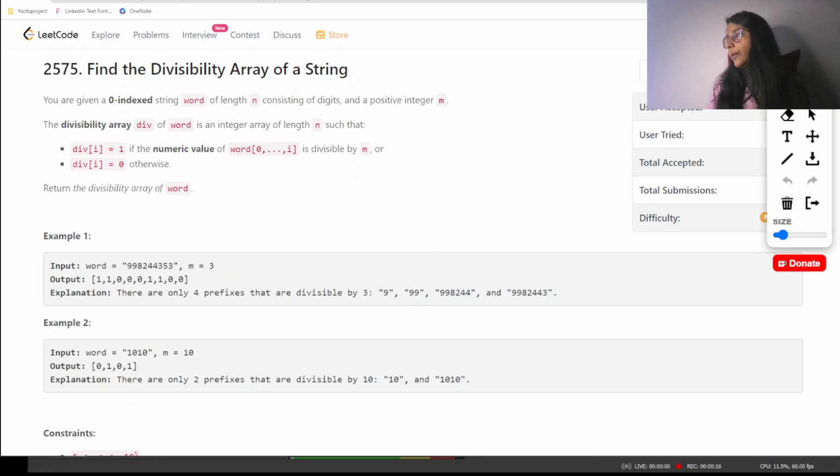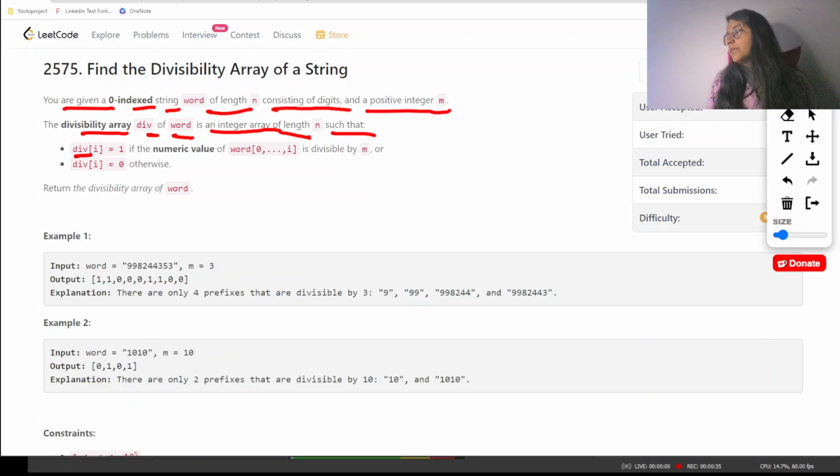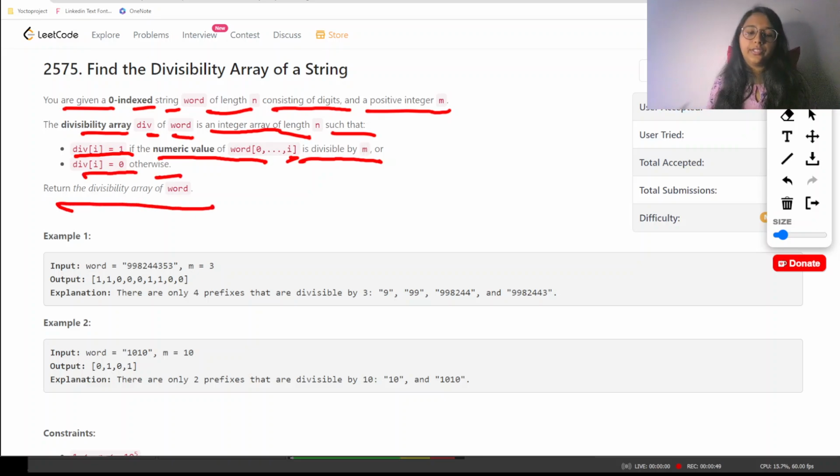So here's the question. You are given a zero-indexed string word of length n consisting of digits and a positive integer m. The divisibility array div of word is an integer array of length n such that div[i] equals 1 if the numeric value of word[0..i] is divisible by m, or div[i] equals 0 otherwise. Return the divisibility array of the word.